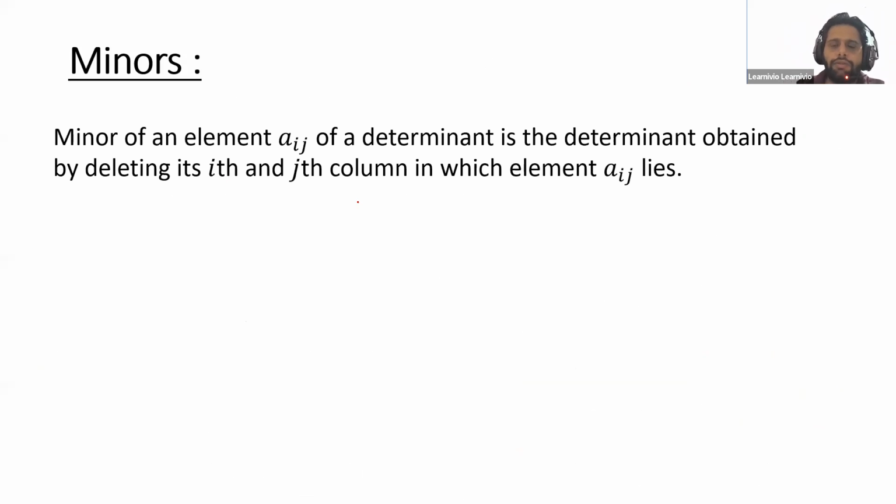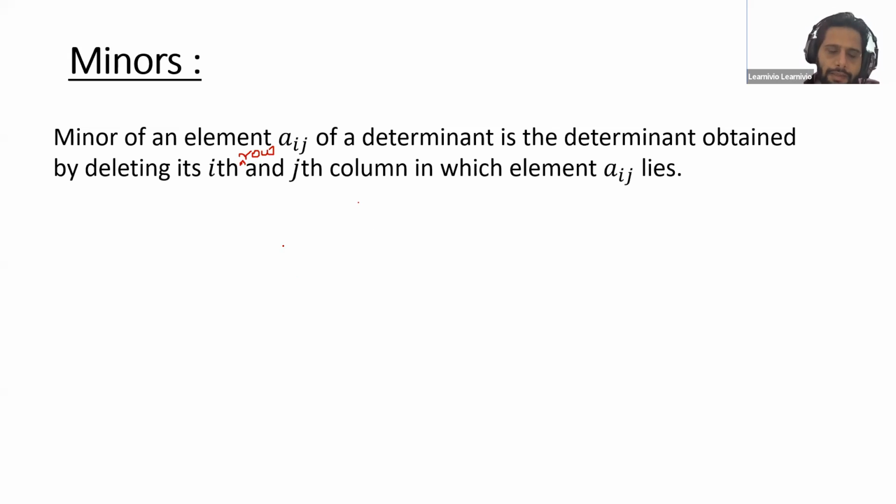Now, what is a minor? Minor of an element Aij of a determinant is the determinant obtained by deleting its ith row and jth column in which element Aij lies. Okay, so minor of an element is the determinant obtained by deleting its ith row and jth column. Then what is meant by this one?